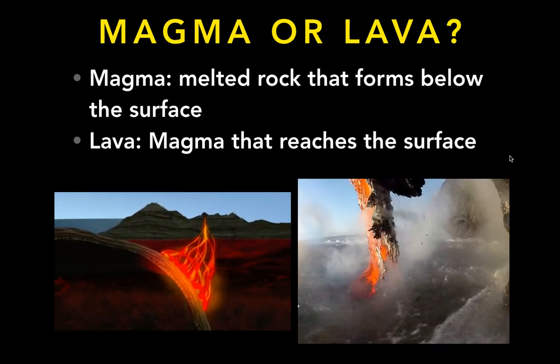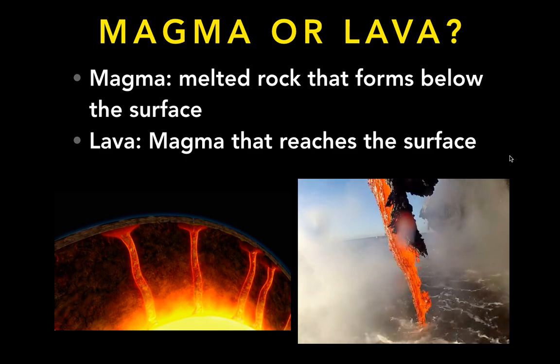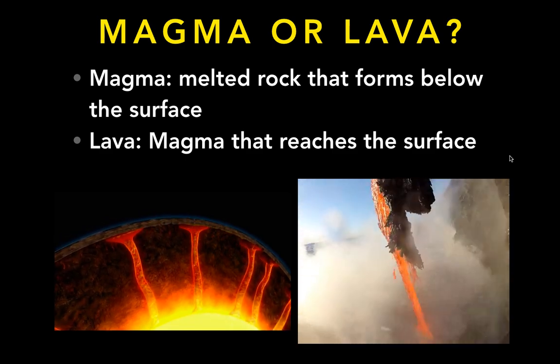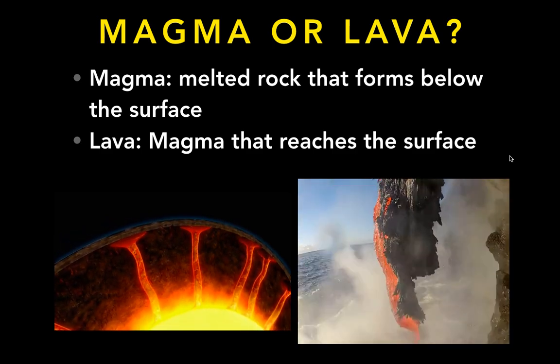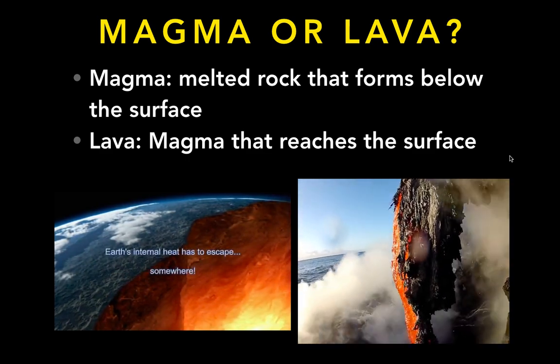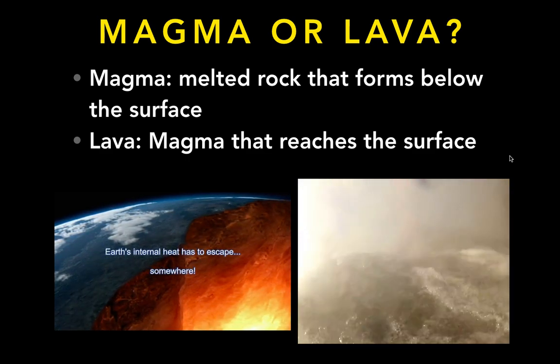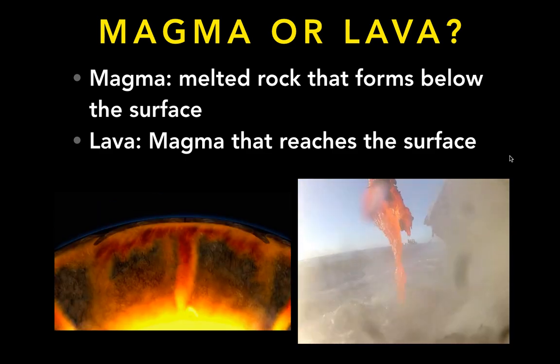So magma and lava are the same thing. There's no difference, except one's below the surface, that's magma, and one's above the surface, that's lava. So they're the exact same thing. Magma or lava, they're the same.